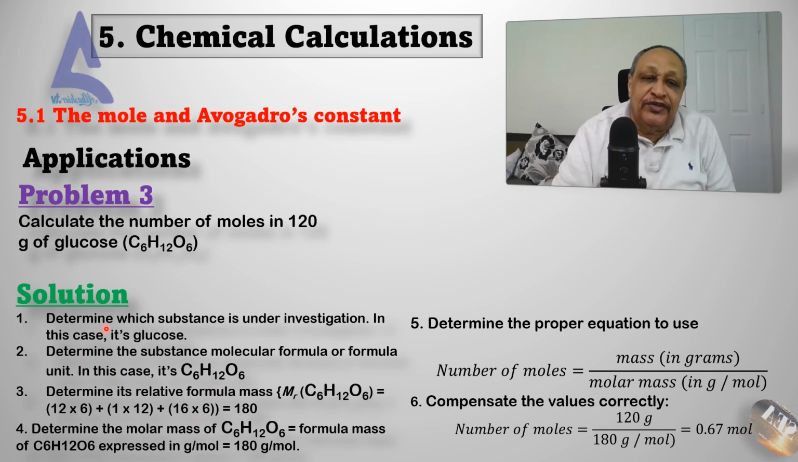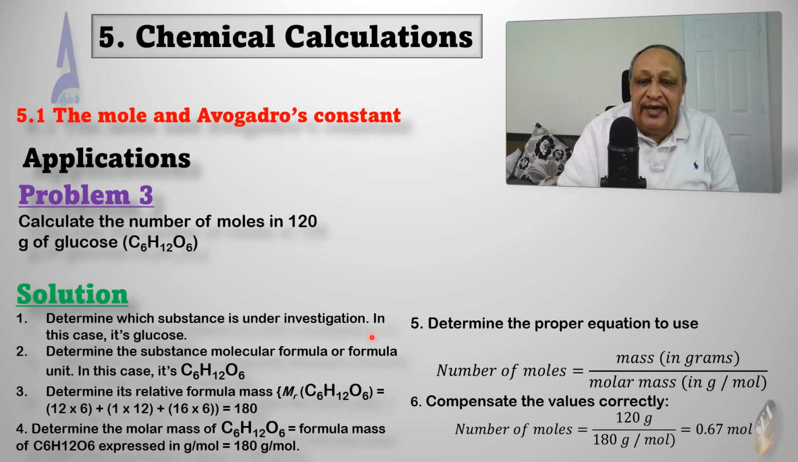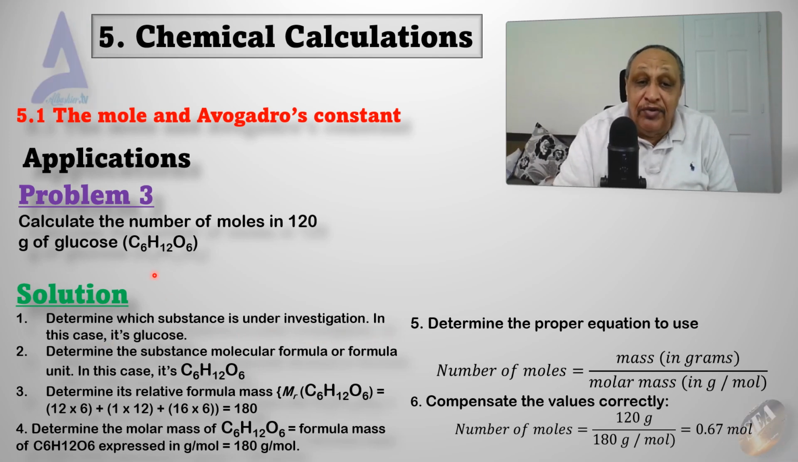Let us go for the solution here. The first step is to determine which substance is under investigation. In this case, it is glucose. Determine the substance's molecular formula or formula unit. In this case, it is a molecular formula, which is C6H12O6.